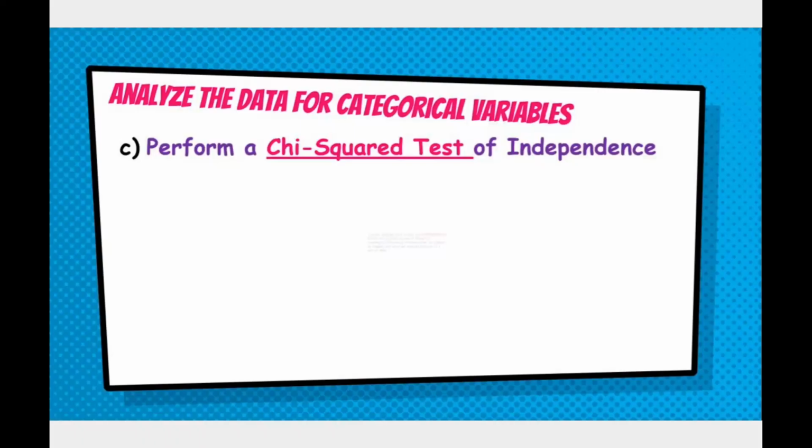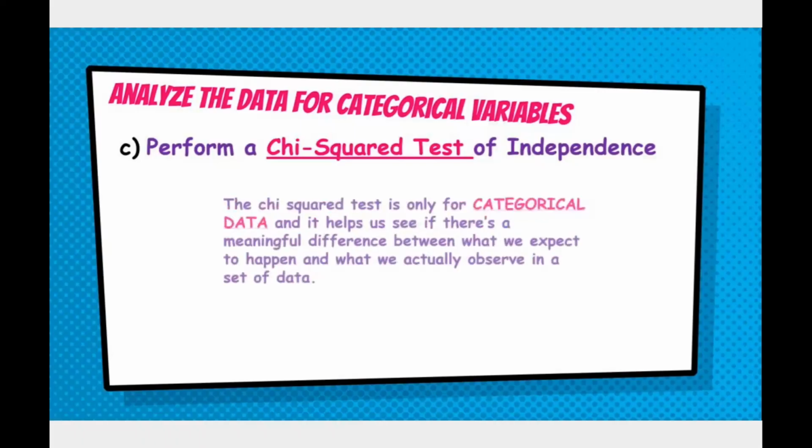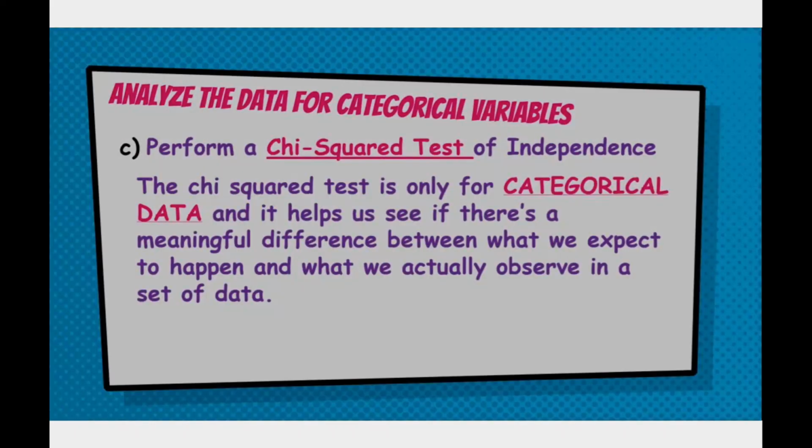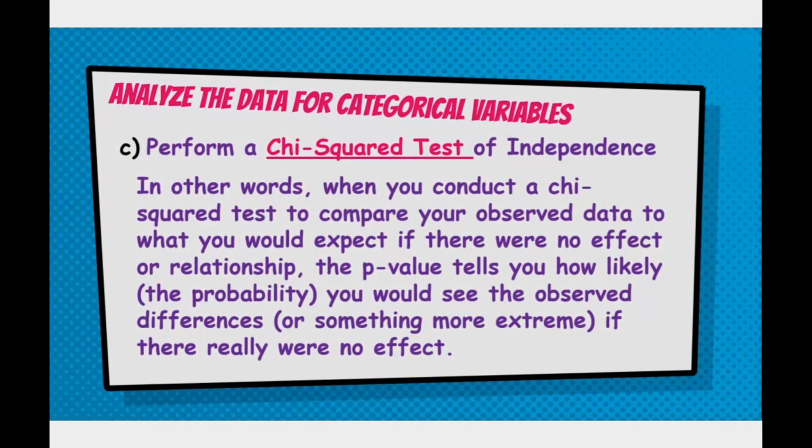And then the next thing we're going to do is perform what's called a chi-square test of independence. And this chi-square test is only for categorical data, and it helps us to see if there's a meaningful difference between what we expect to happen and what we actually observe in a set of data. So when we conduct a chi-square test to compare observational data to what you would expect if there were no effect or relationship, the p-value that you guys saw in the video tells you the probability you would see the observed differences or something more extreme if there really were no effect.